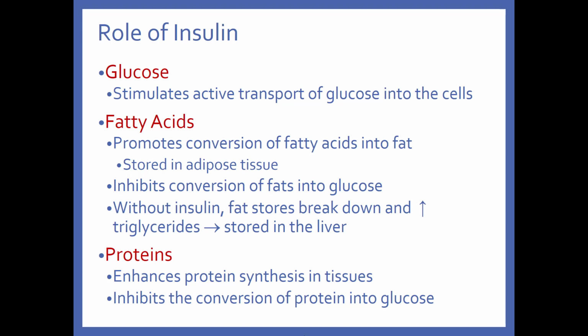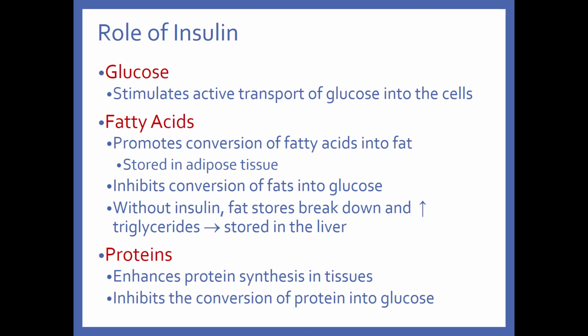And then protein in the body: insulin helps enhance protein synthesis in the tissues of the body. It also inhibits the conversion of protein into glucose. Same idea with the fatty acids. When proteins and fatty acids are broken down, we get ketones, acidity building up in the body, leading to a state of ketoacidosis, which is very dangerous.